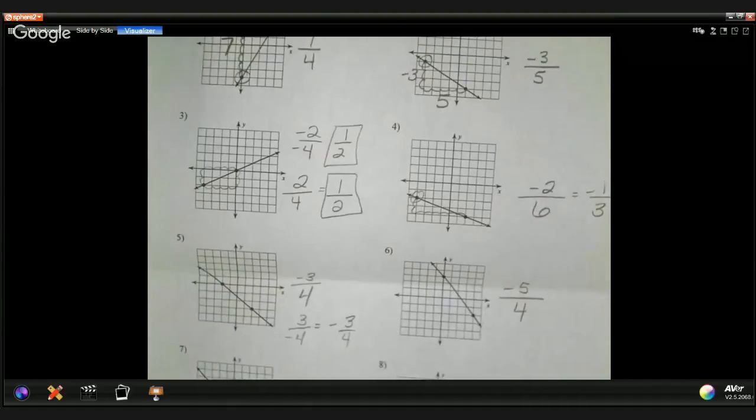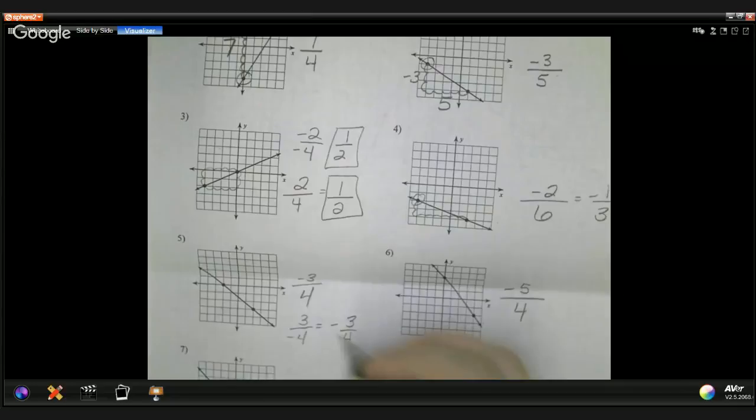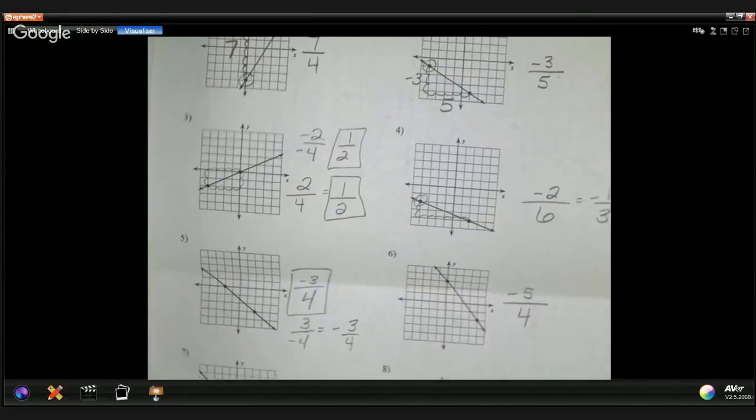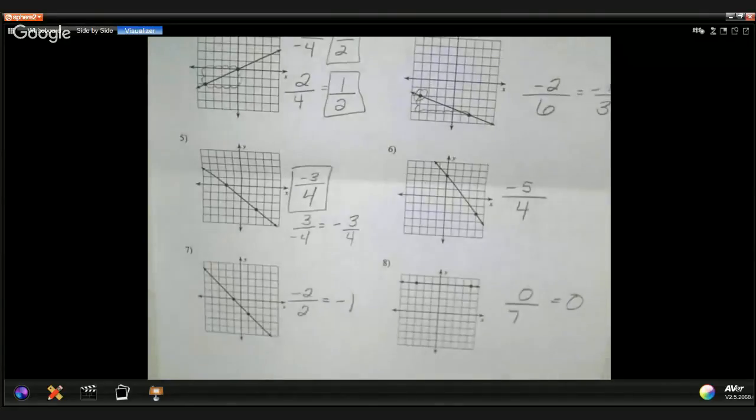Okay, there's 5 and 6. And again, depending on where you went, that's the answer, but the negative on top is the best answer. And then here's your answers for 7 and 8.